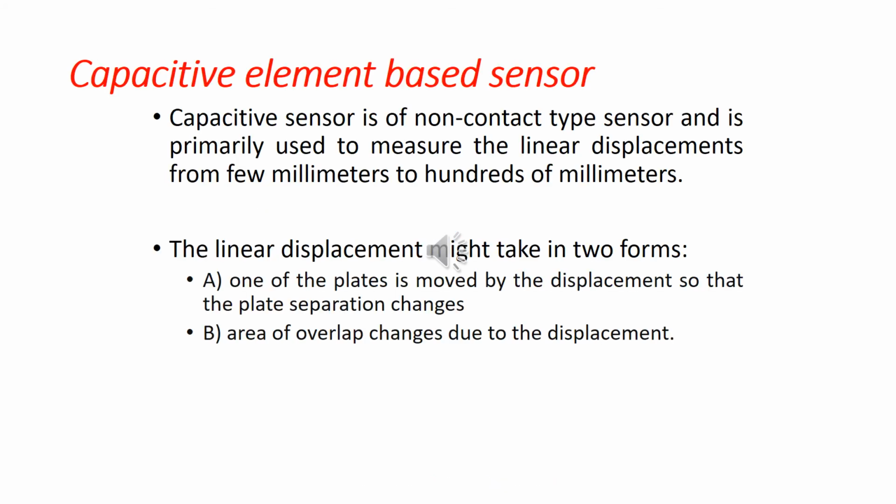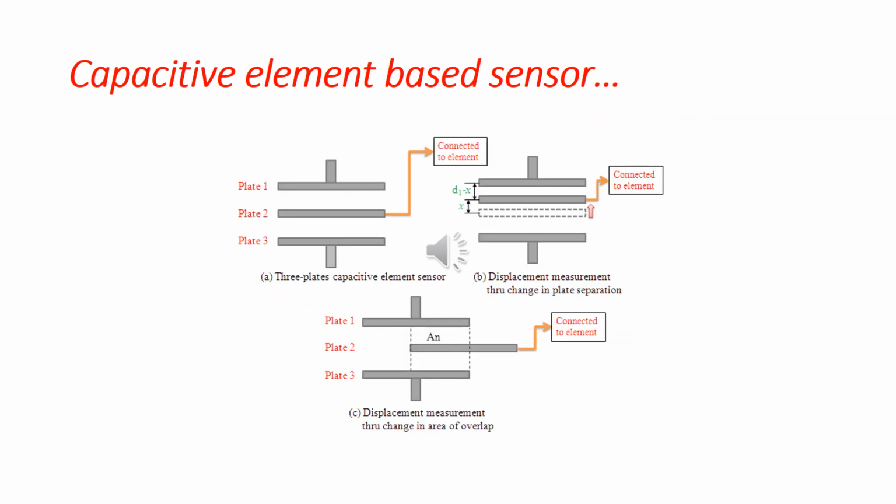Next, we will see about capacitive sensor, which is also a displacement sensor. Capacitive sensor is a non-contact type and it is used to measure linear displacements from a few millimeters to hundreds of millimeters. This shows the schematic of a 3-plate capacitive element sensor and displacement measurement of a mechanical element connected to plate 2. It comprises 3 plates with the upper pair forming one capacitor and the lower pair another.